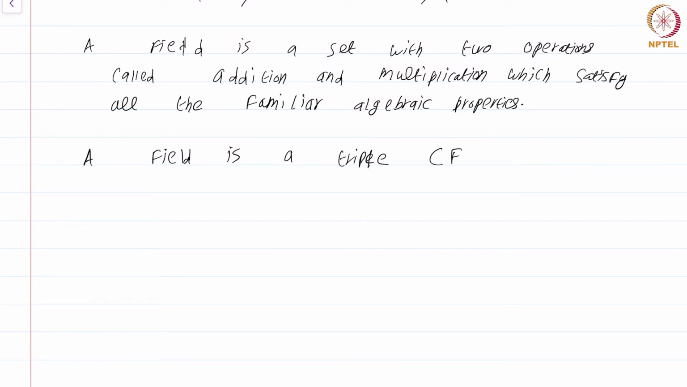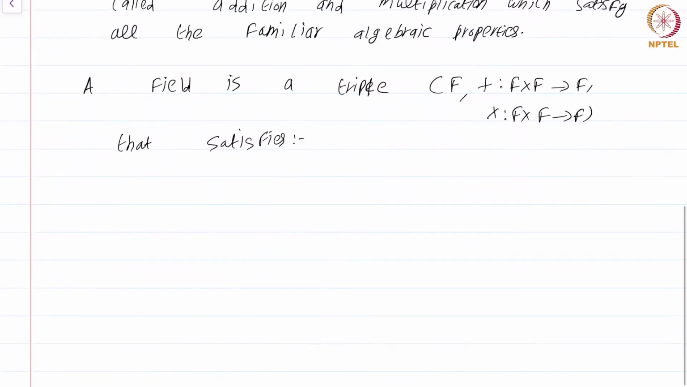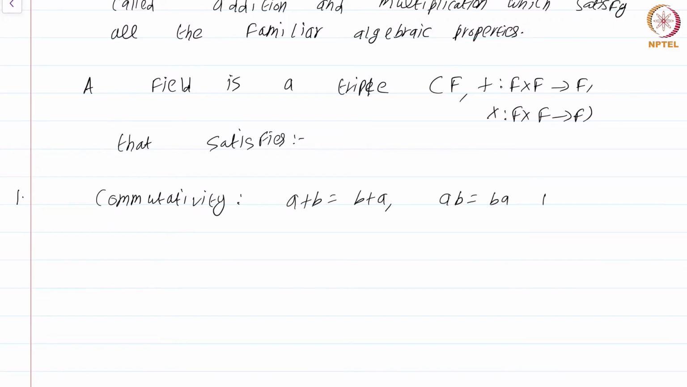First you have the set F, then you have an addition from F cross F to F. Then you have a multiplication from F cross F to F that satisfies, and I'm going to list a long set of properties, so please bear with me. 1. Commutativity. First property, that is a plus b is b plus a and ab is ba for all a, b in F. This is the first property.